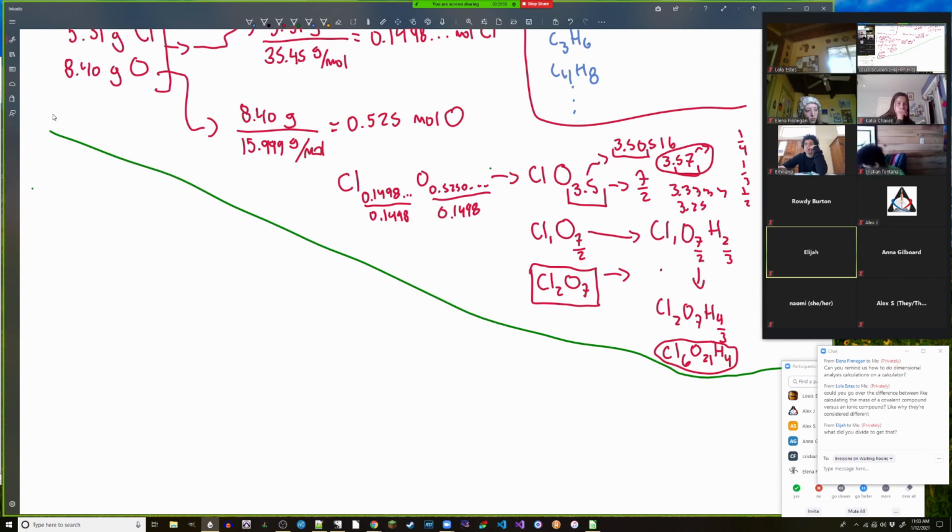Your sample contains 34.97 grams of iron, Fe, and, oh no, that's the wrong number, 15.03. That's what it is. 15.03 grams of oxygen. And so it's asking what is at least the empirical formula, the formula you can get to through these steps.